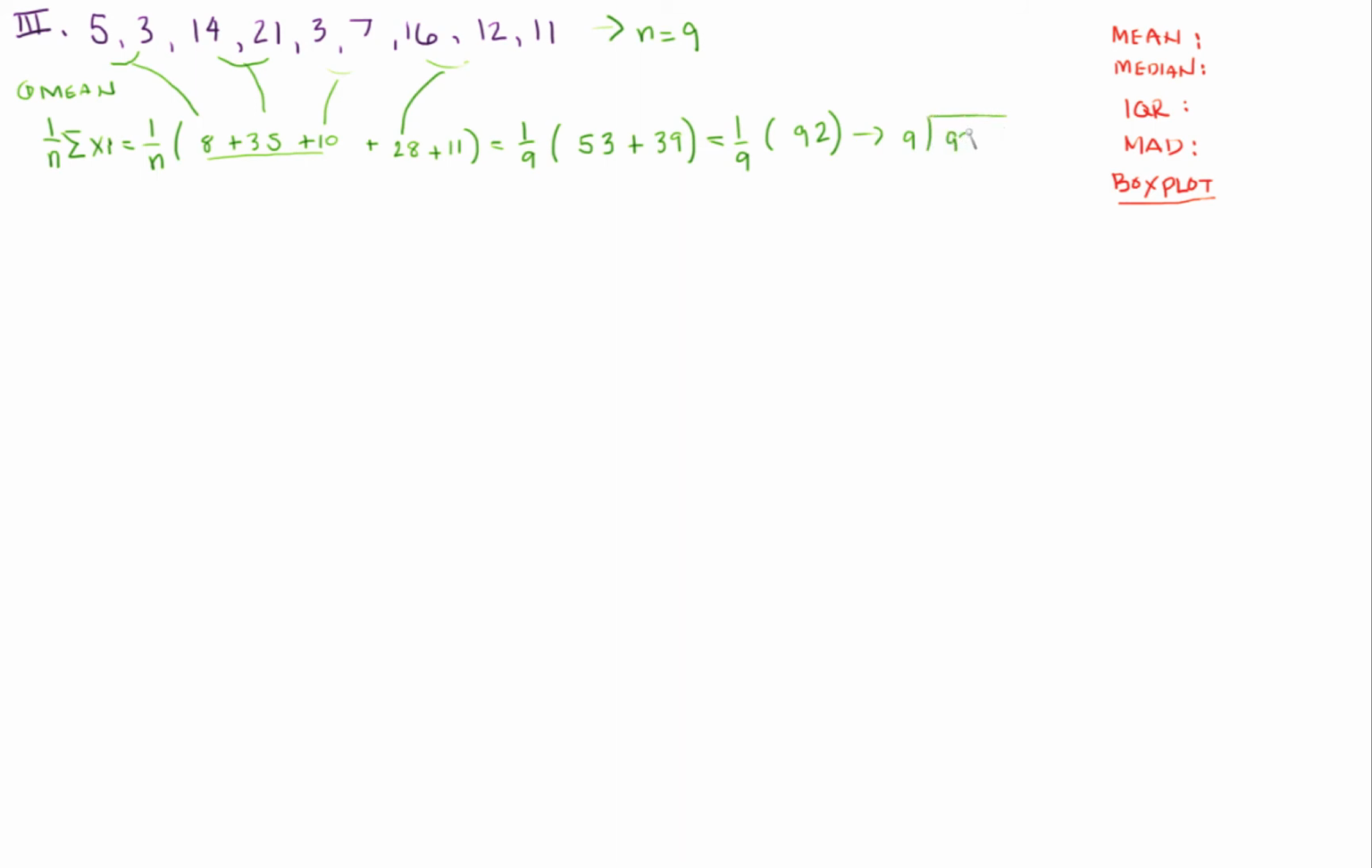So let's see, 9 into 92, and that's 10, 9 times 10 is 90, remainder 2, 0.2, that's 18, 2, and you notice this is going to be 2 forever. So we're just going to stop here. So our mean is 10.22 forever. Okay, now let's go on to the quartiles, okay, and our median.